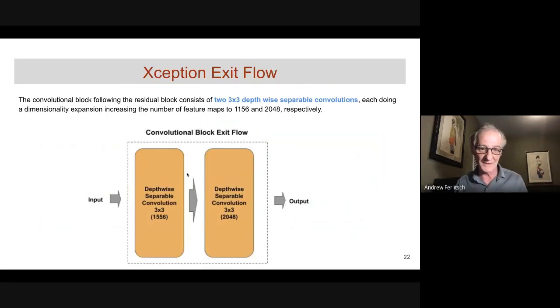Finally, there was the convolutional block, and that was simply a pair of 3x3s using the depthwise separable convolution, but each one increased the number of feature maps. So the first one was 1500 filters, and the second one 2048. And that's just like ResNet. If you recall in the ResNet, when you got to the bottleneck layer and you got to those final feature maps, there were 2048 of them.